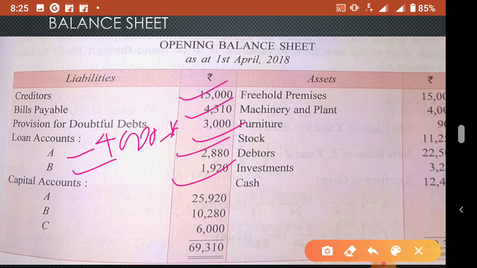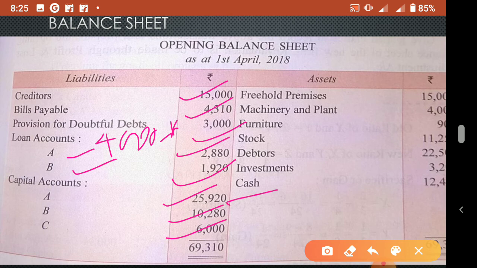Then capital account. So capital account balance. The capital account we prepared, and the final balance carried down is 25,920, 10,280, then 6,000. Okay, so the balance sheet will tally. So this way you have to write.